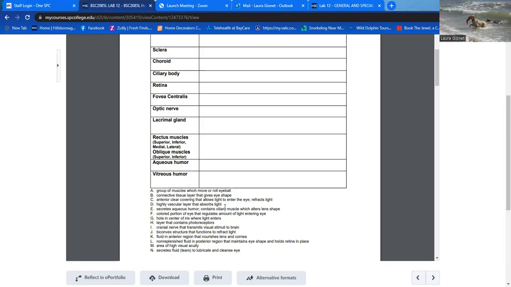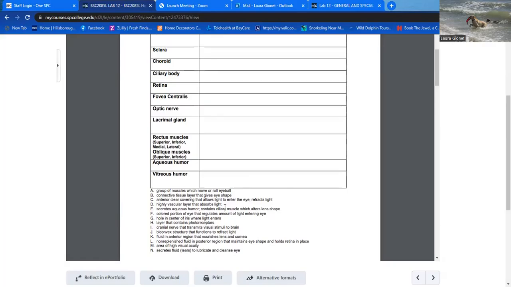J, the biconvex structure that functions to refract light and bend it so it gets focused on the central fovea or the fovea centralis. That would be the lens. So J is the lens. K, the fluid in the anterior region that nourishes the lens and the cornea. That is the aqueous humor. L, the non-replenished fluid in the posterior region that maintains eye shape and holds the retina in place. L is the vitreous humor.